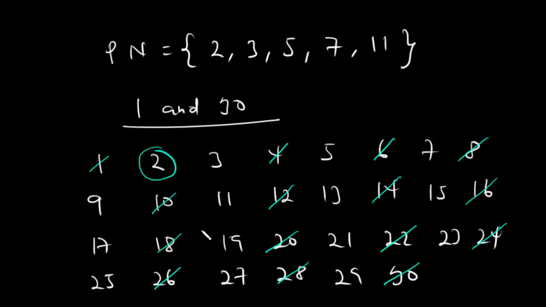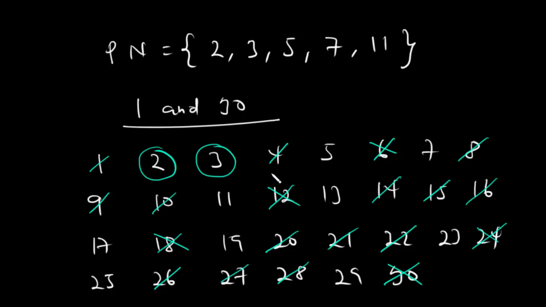Now, the next step is to circle the next number. So the next number after 2 is 3. So we are going to circle out 3 and cancel out all multiples of 3. So multiples of 3 are 6, 9, 12, 15, 18, 21, 24, 27, and 30.